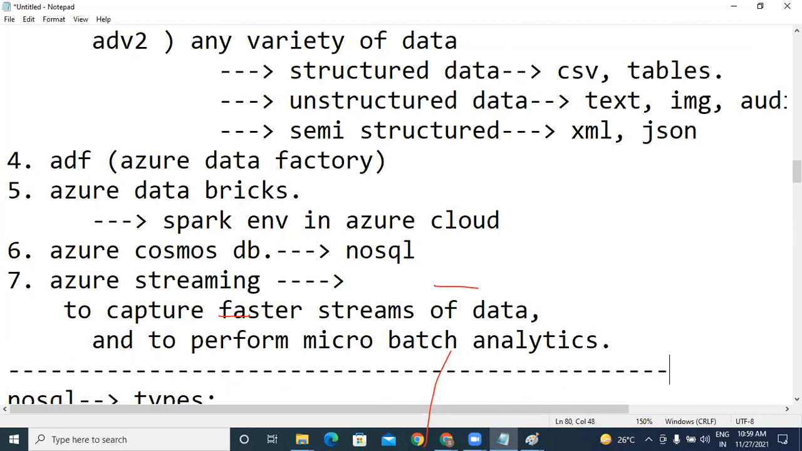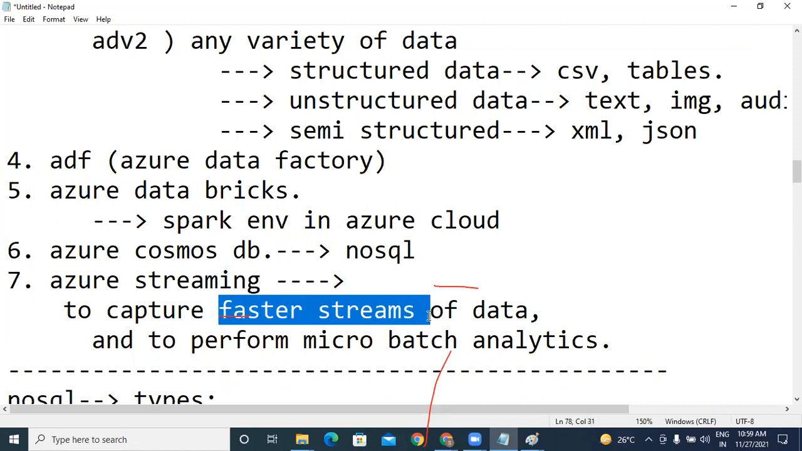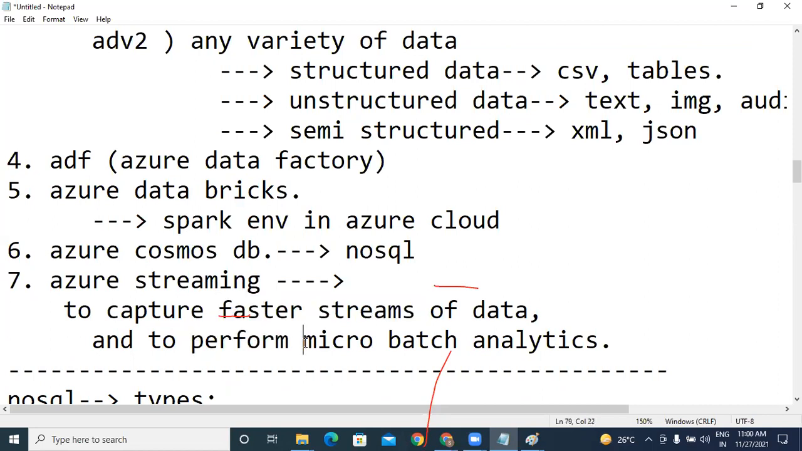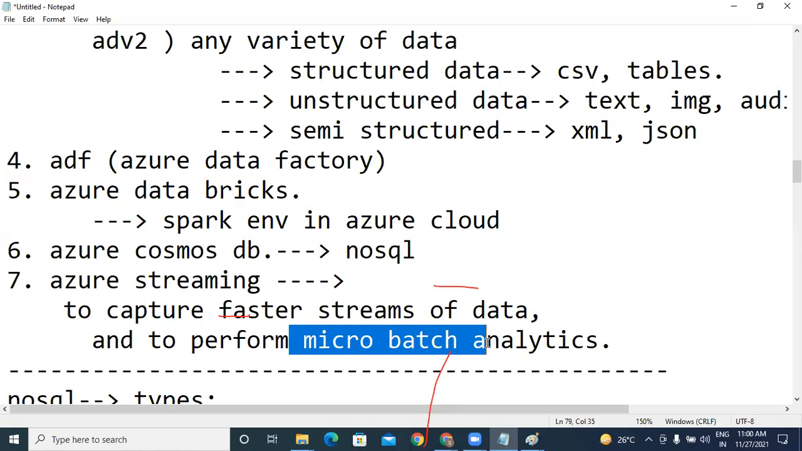Here there are two new words, especially for the new guys of data. One is faster streams. Second one is micro batch. Analytics you have already heard. What is the meaning of micro batch and what is the meaning of faster streams?